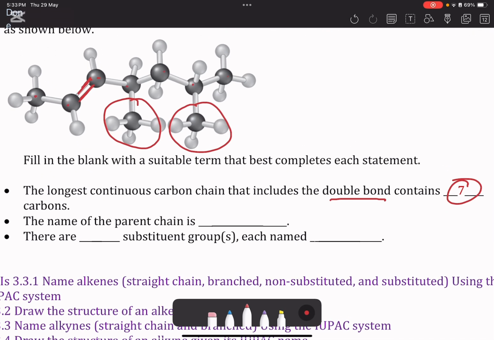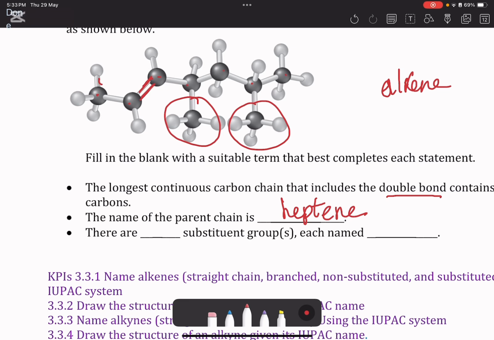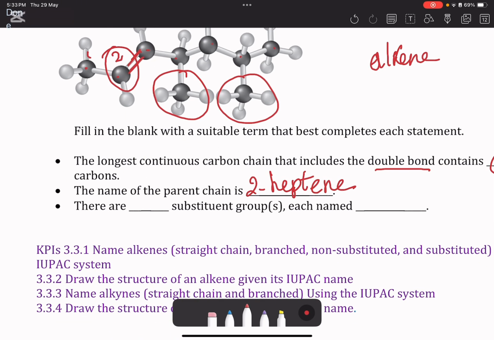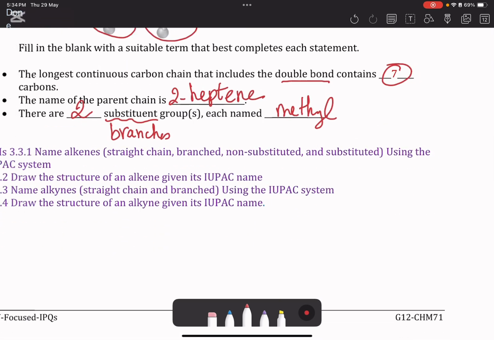And what's the name of 7? It's hept. Now, since this is an alkene, it should be ene. And where exactly is this ene? It's on the 2nd carbon. So I can simply say heptene or 2-heptene. Substituent means branches. So I see 2 branches. Each one is made up of 1 carbon, and 1 means meth. Now, since this is a branch, I'll add the termination YL. You can see here YL for branches.